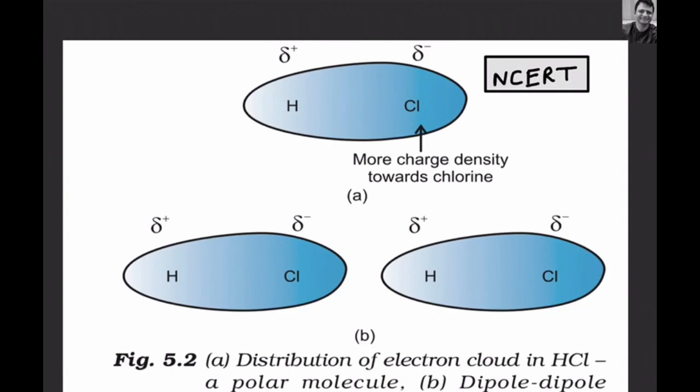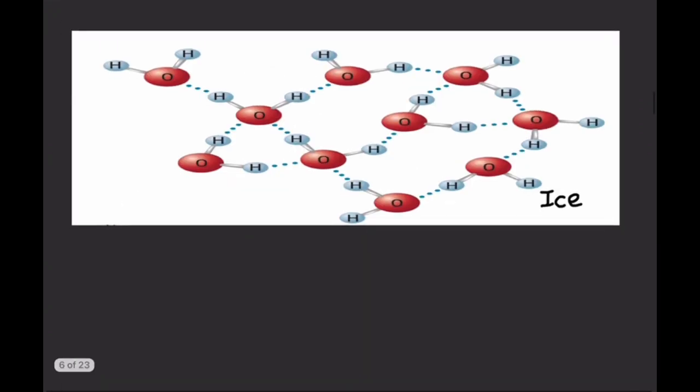In NCERT they have given an example where they say that the HCl molecule has a permanent dipole, and because of that there is dipole-dipole interaction between two HCl molecules. In the same way, we know that water exists in liquid state and at lower temperature it can convert into ice. So this is the structure of the solid form of water, which has a cage-like structure. In this structure, one water molecule is attached to four water molecules through hydrogen bonding. Here I am showing that one water molecule is attached to four water molecules through hydrogen bonding, and it is a cage-like structure. So this cage-like structure of ice is because of hydrogen bonding.